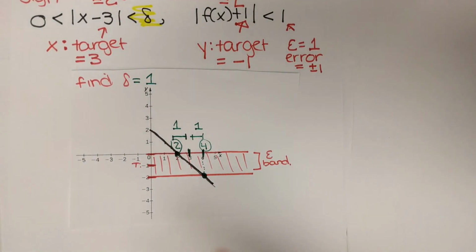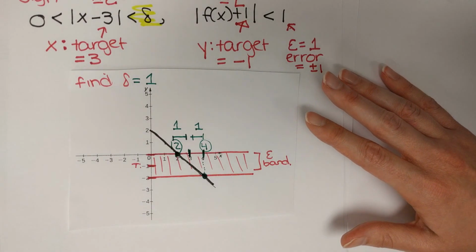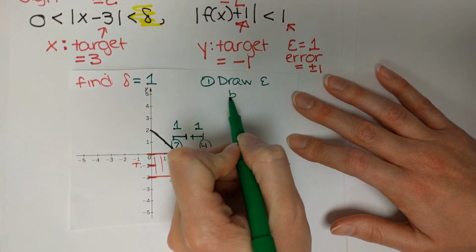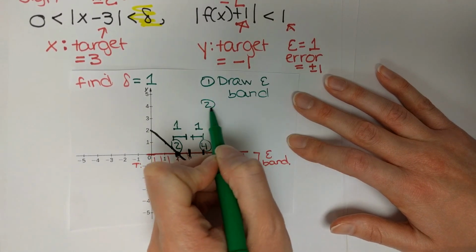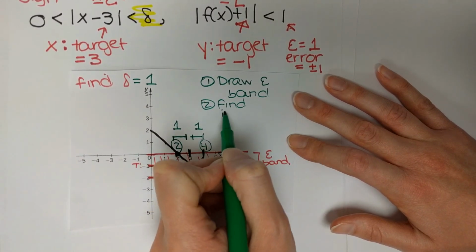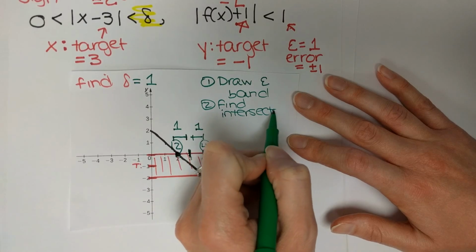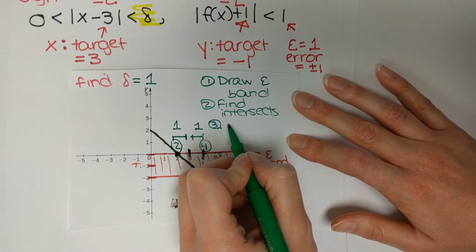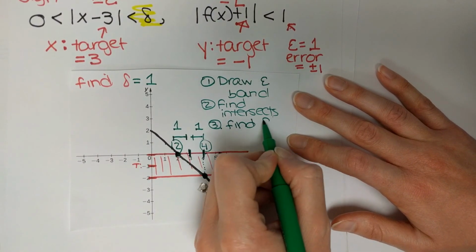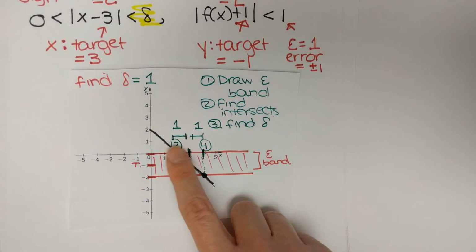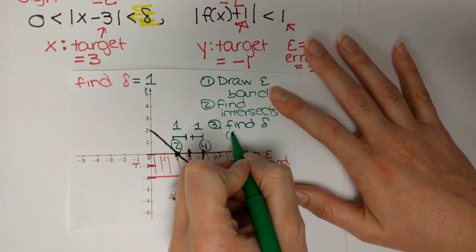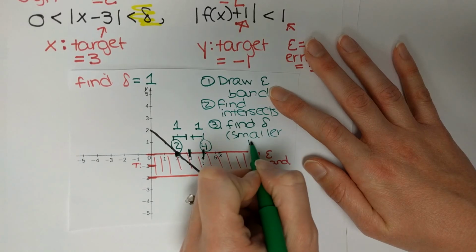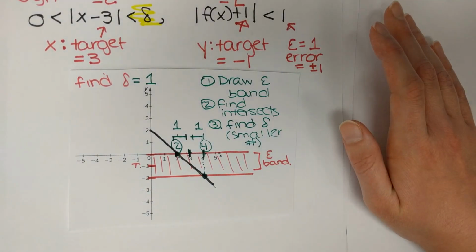So the process here, just to summarize, is that you identify what your target is and what your error is. You draw your epsilon band, and then you find where that intersects with the graph. So that was this whole thing about finding 2 and 4. And then from that, you identify your delta. So your delta will be, again, the smaller value. In this case, they were the same. But if this had been 1 and this had been 0.5, we would be choosing 0.5. So it's always the smaller number if there is any competition between the two.